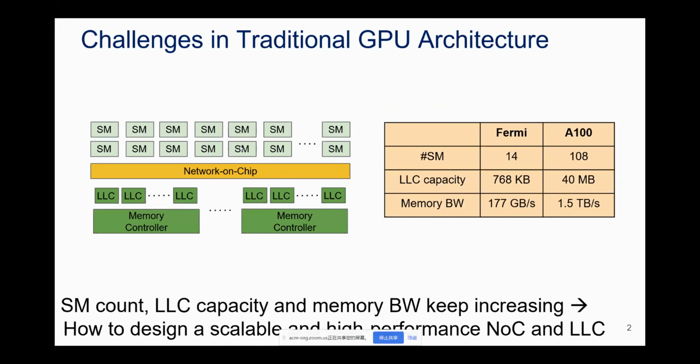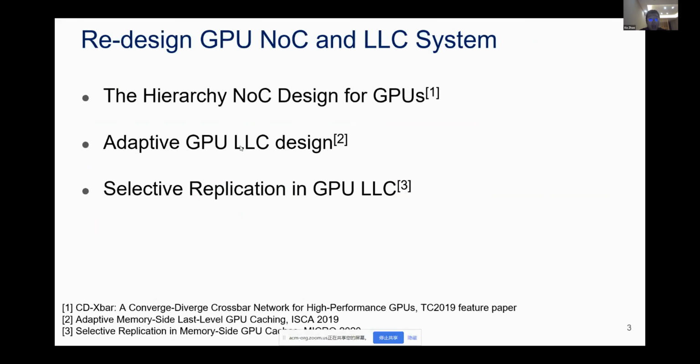So in recent years, the SM count in GPUs keeps increasing. For example, from Fermi to A100, the SM count increases from 14 to 108. As shown in the left part of the figure, the SMs connect to the LLCs and the memory controllers through the NoC. So in this talk, I will describe how to design a scalable and high-performance NoC and LLC in modern GPUs. This talk consists of three parts.